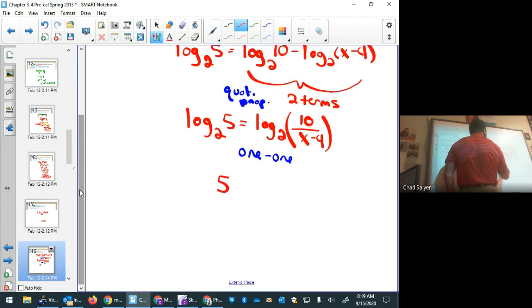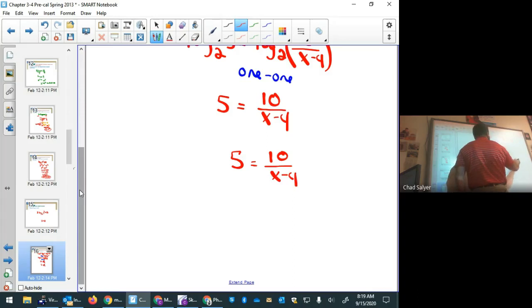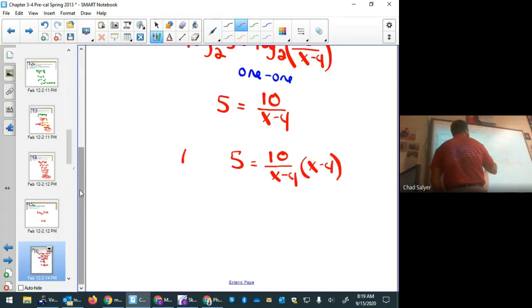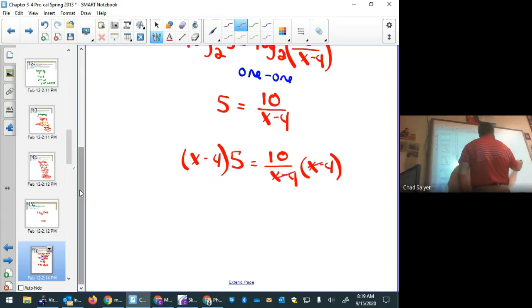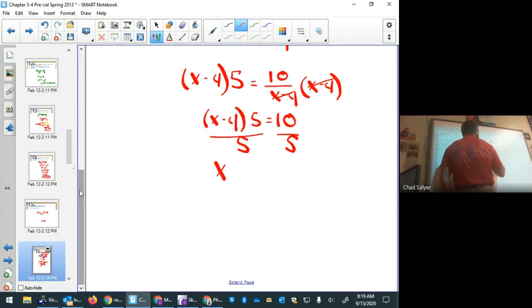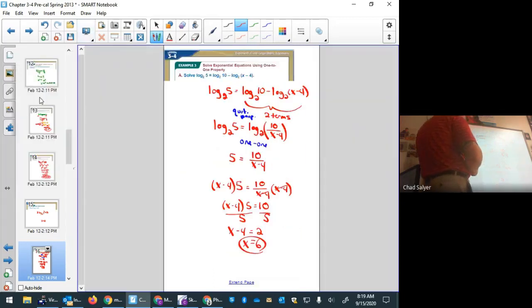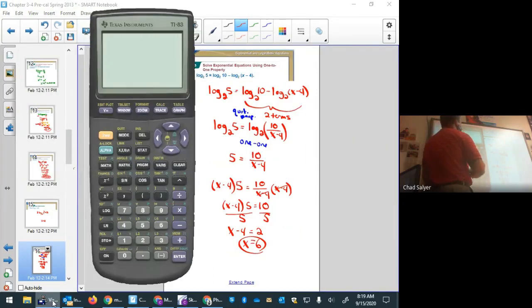And that's going to give me 5 equals 10 over x minus 4. I multiply both sides here by x minus 4. And then I divide both sides by 5. I get x minus 4 equals 2, or x equals 6. Let's test that answer, which is always a good idea when you have these complicated equations.